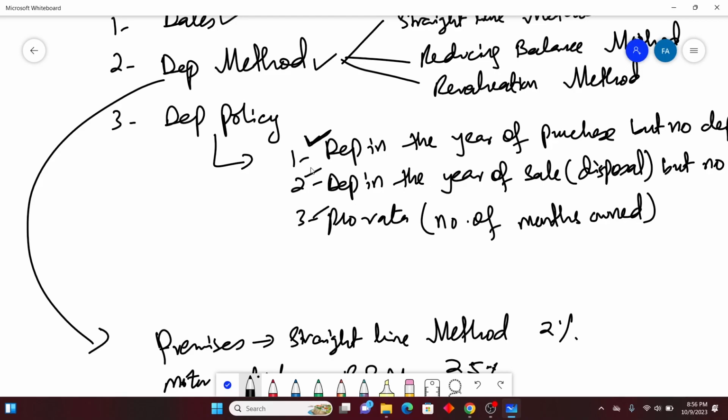Okay. So whenever there is a third policy, pro rata, it is the number of months owned. Maybe the asset is owned 6 months. So what do you do? You do 6 by 12. If the asset is owned for 3 months, 3 by 12. Why 3 by 12? Because 3 months out of 12 you multiply it with the depreciation, which is annual always. So you multiply it, it will be 3 months depreciation. But we'll look into that afterwards when we have a question for that.